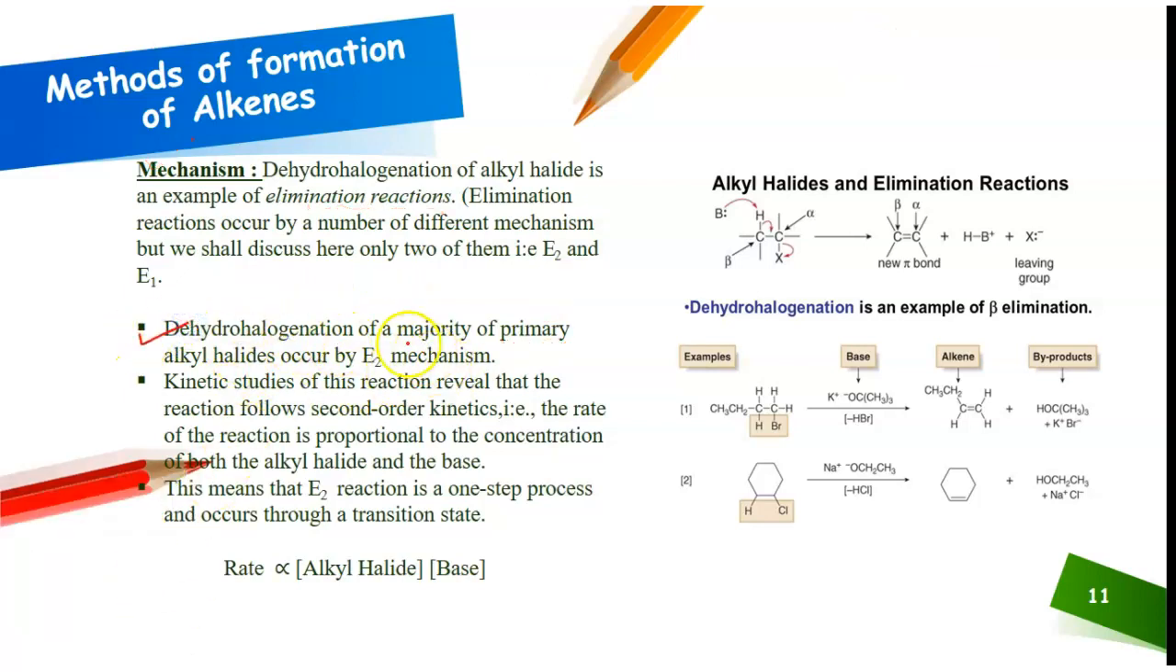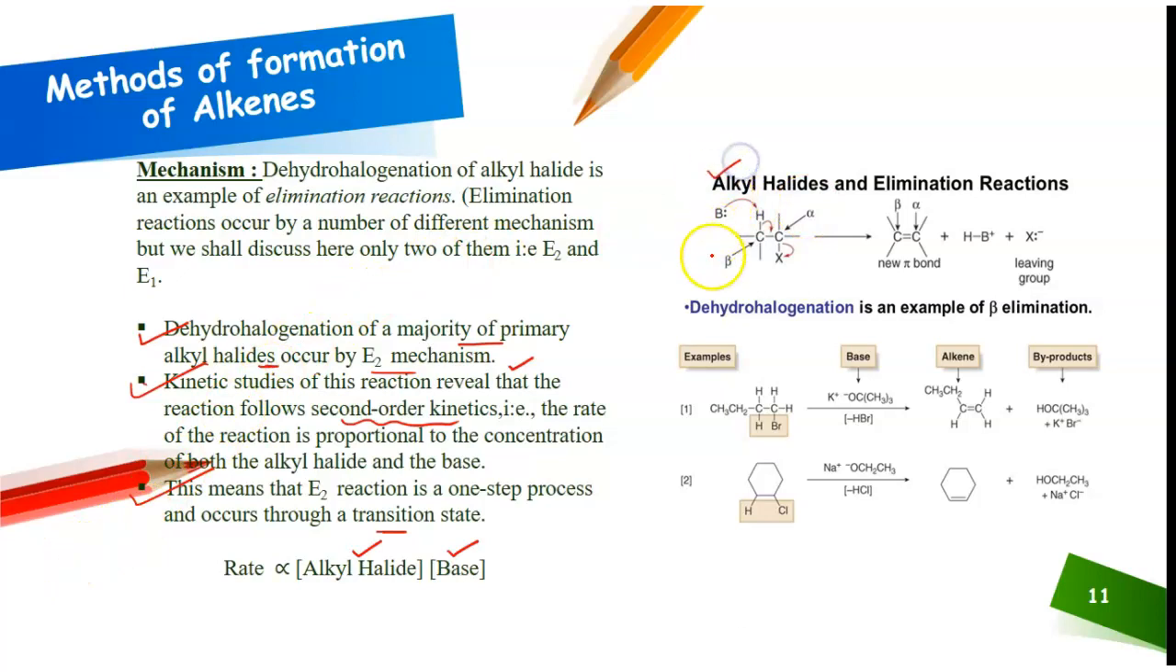So as I said, dehydrohalogenation of the majority of primary alkyl halides is going to occur by the E2 mechanism. Now kinetic studies of this reaction reveal that it follows second order kinetics, that is, the rate of the reaction is proportional to the concentration of alkyl halide as well as the concentration of base. Also it is a concerted mechanism, which means it is a one step process and occurs through a transition state that you are going to see here, right?